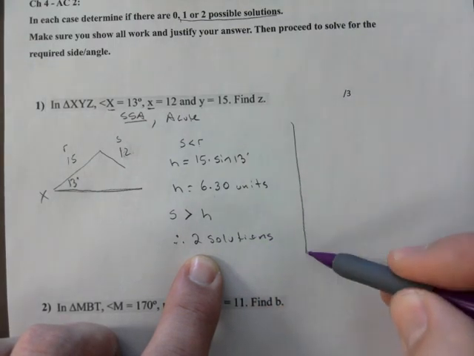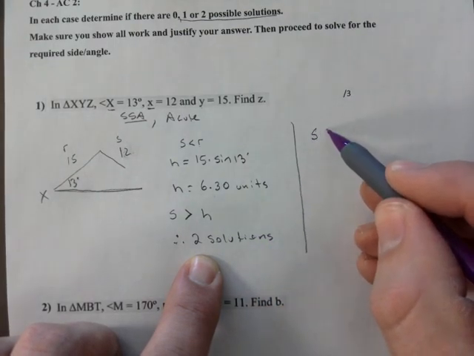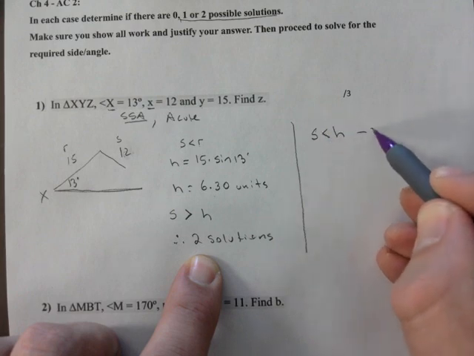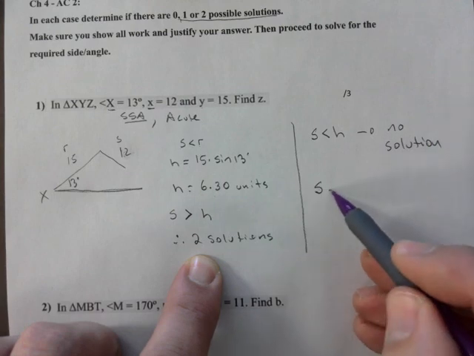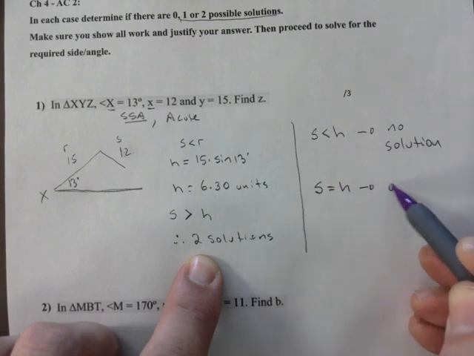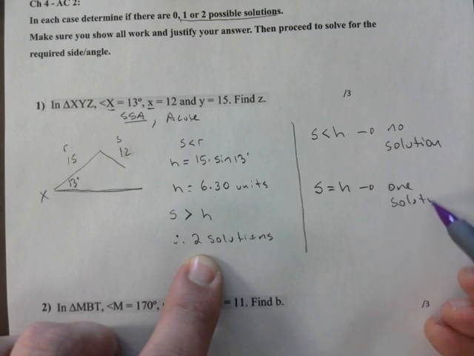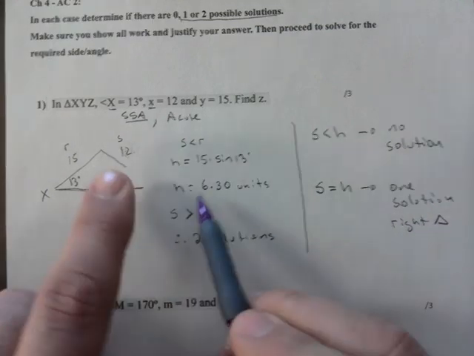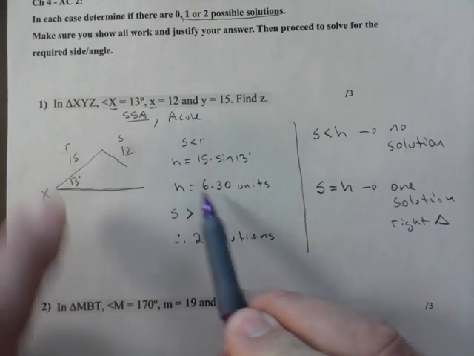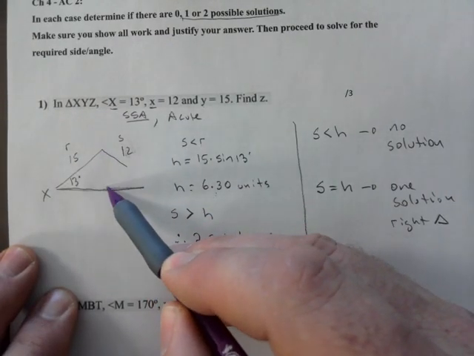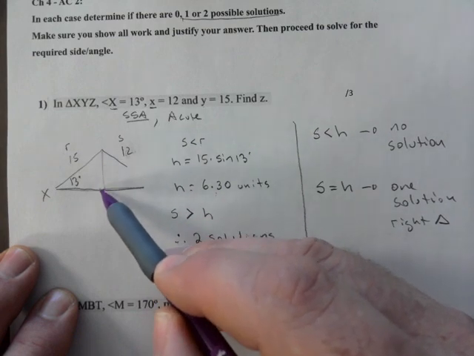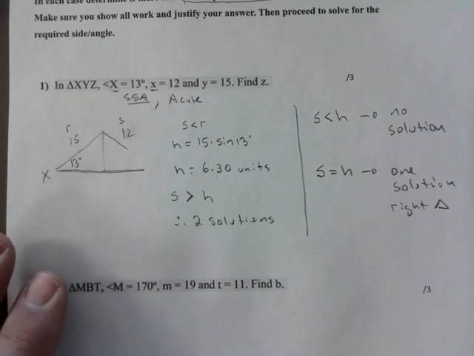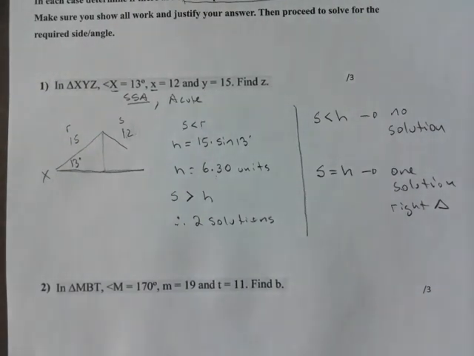And just a note, if the string had been less than the height, no solution. If the string is exactly equal to the height, one solution, and it's actually a right triangle. If these two numbers are exactly the same, if this swings in, it's going to touch just once right here along the height. So then you have your one solution. So just keep that in mind.